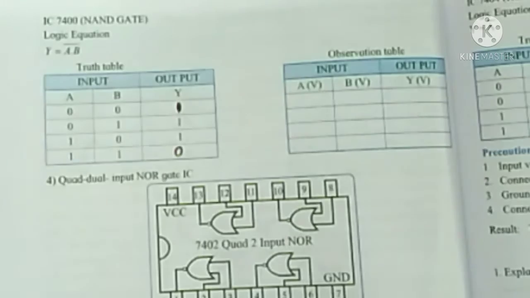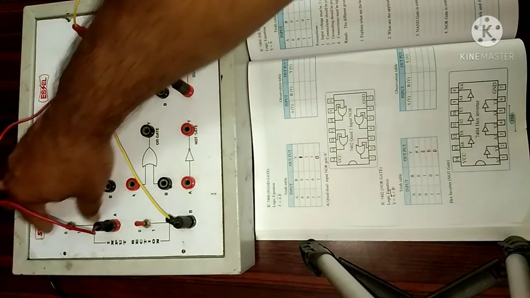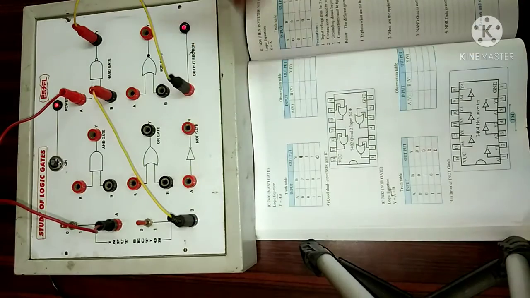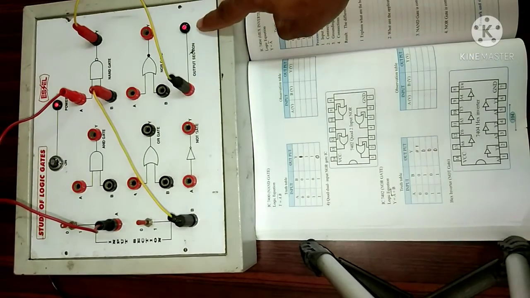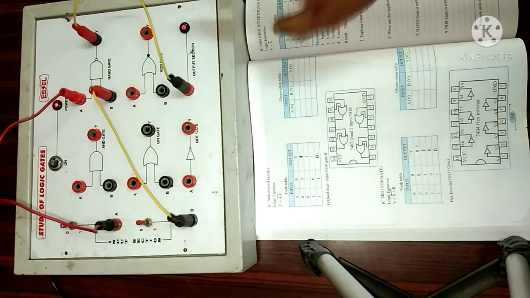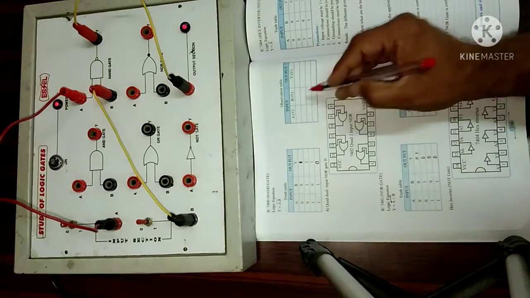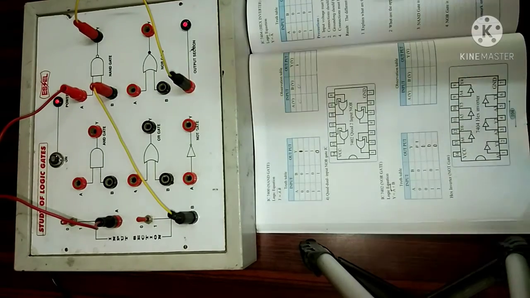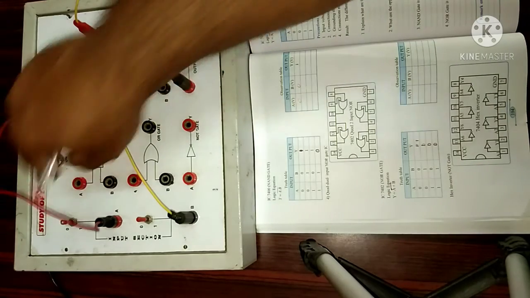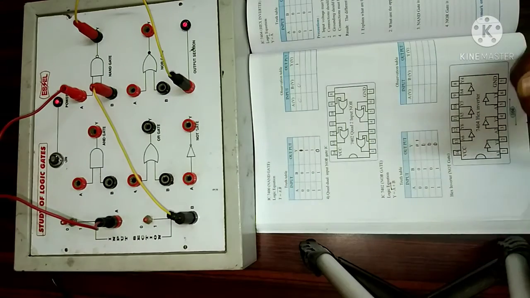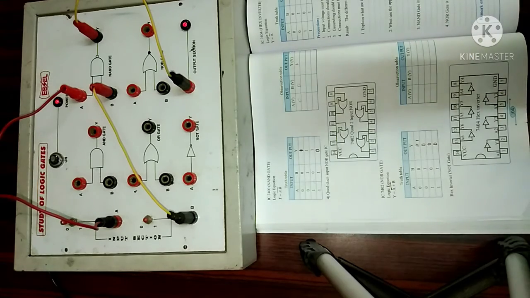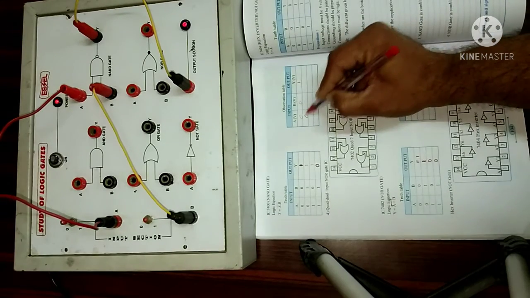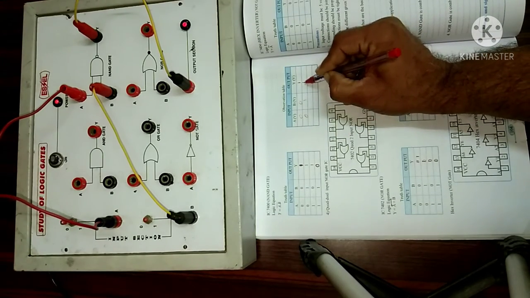But now we want to observe this in the logic gate kit. First, we want to keep both the inputs low, that is 0 0. Then the output is high, that is 1. Here the light glows, which means the output is high, so for 0 0 we get 1. Right? Again, we want to keep the first input 0 and the second one 1. Then 0.1 is 0, but due to the negation, again we get 1, that is high.